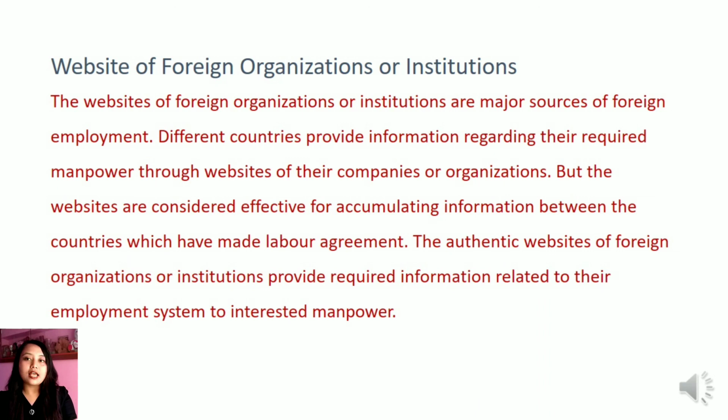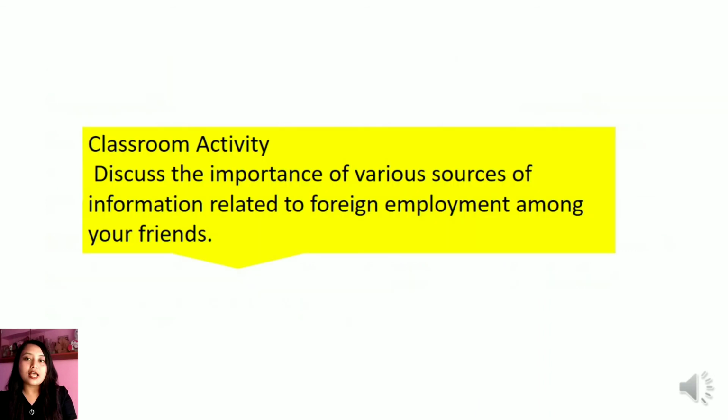So this was all about foreign employment opportunities and how we get information about foreign employment, and if a vacancy is open, how you should apply for it. I hope you are very clear about the institutions and the sources of information through which you can get information about foreign employment. If you have any question, you can raise your question now.